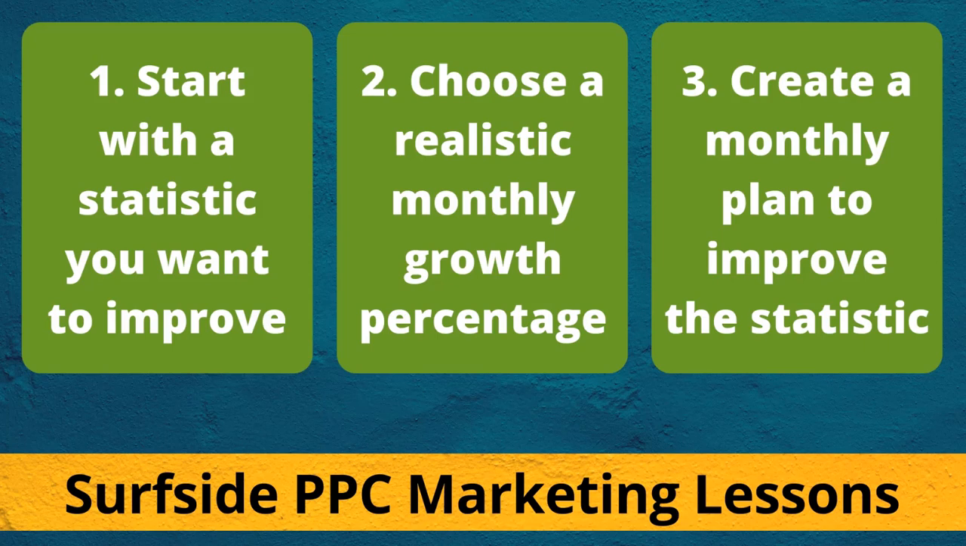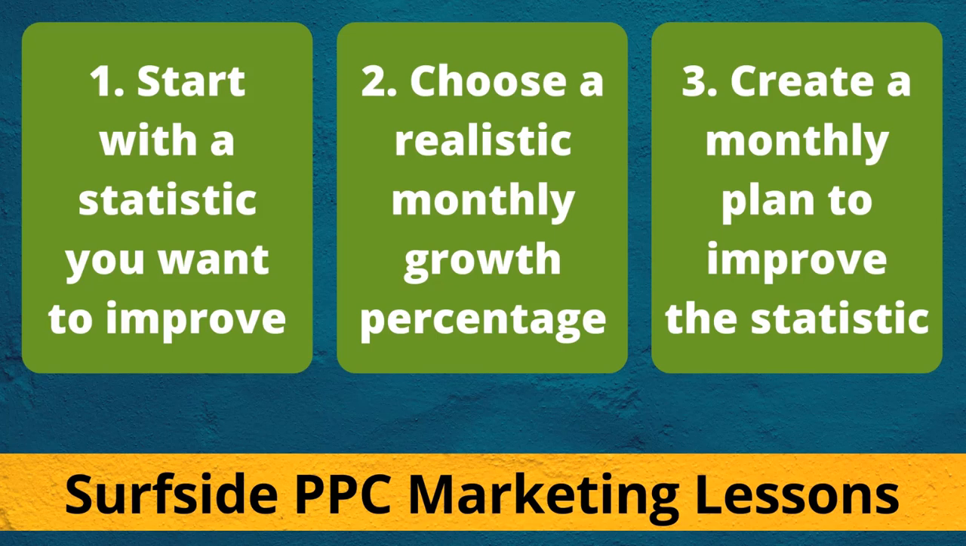So number 3, and this is probably the most important thing, is create a monthly plan to improve the statistic. If you're trying to grow your website traffic, that means something like making sure that you're creating more content, sharing it out on social media better, seeing what has worked for you in the past and continuing to use those strategies. And if you're just getting started, what you really want to do is test a lot of different content types, test a lot of different ways to share your content.